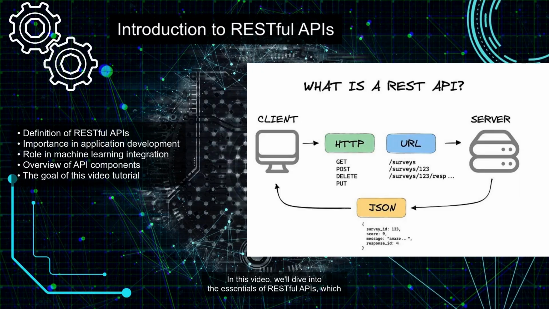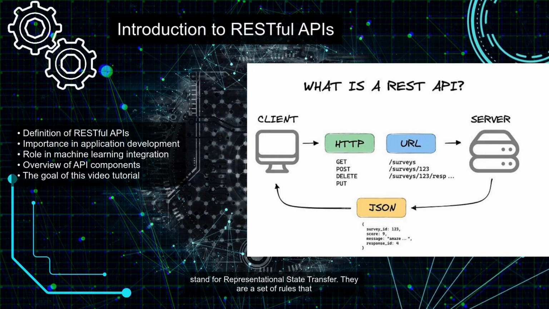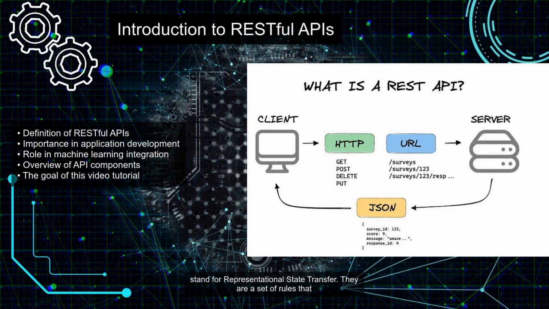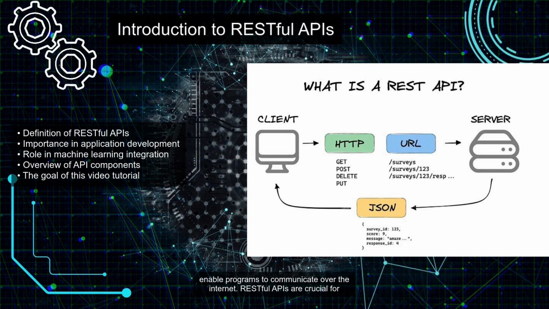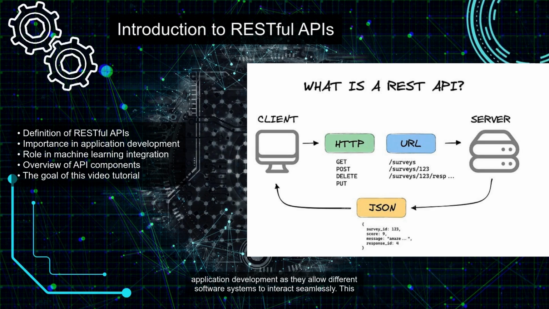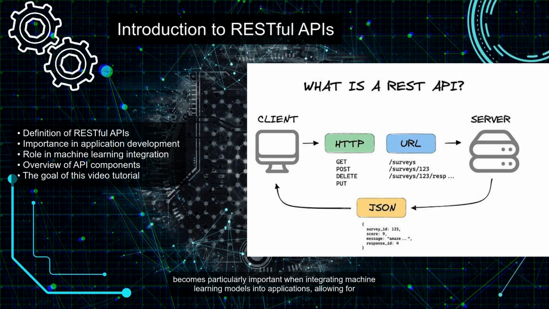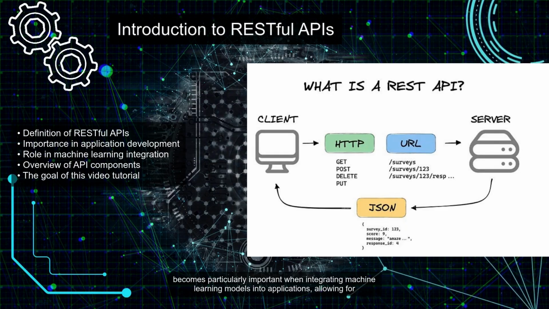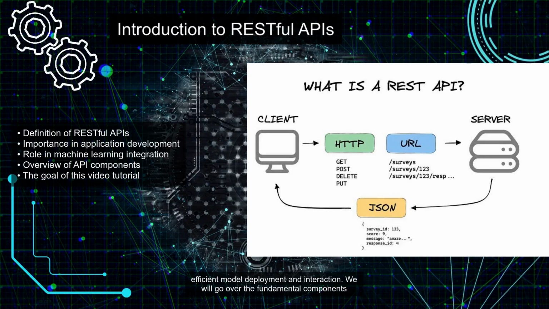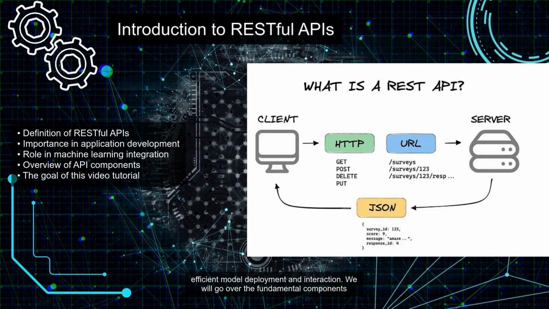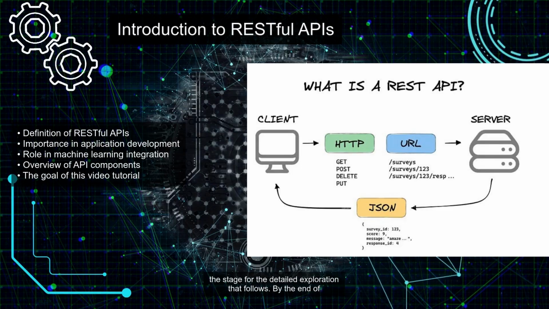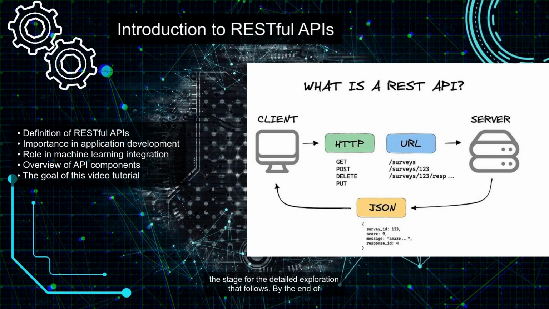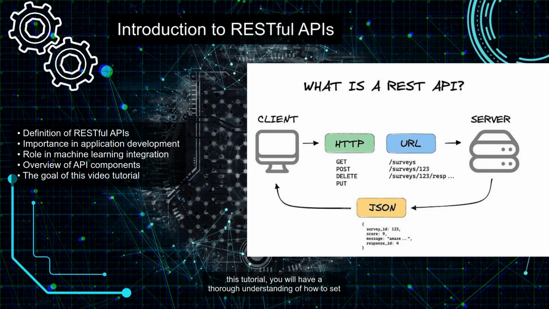In this video, we'll dive into the essentials of RESTful APIs, which stand for representational state transfer. They are a set of rules that enable programs to communicate over the internet. RESTful APIs are crucial for application development as they allow different software systems to interact seamlessly. This becomes particularly important when integrating machine learning models into applications, allowing for efficient model deployment and interaction. We will go over the fundamental components of a RESTful API, such as endpoints, methods, and status codes, setting the stage for the detailed exploration that follows.